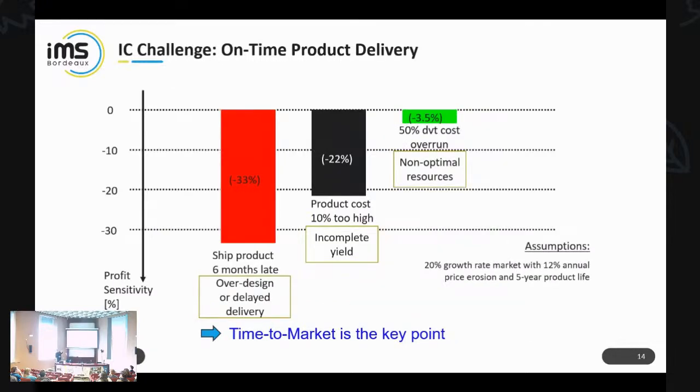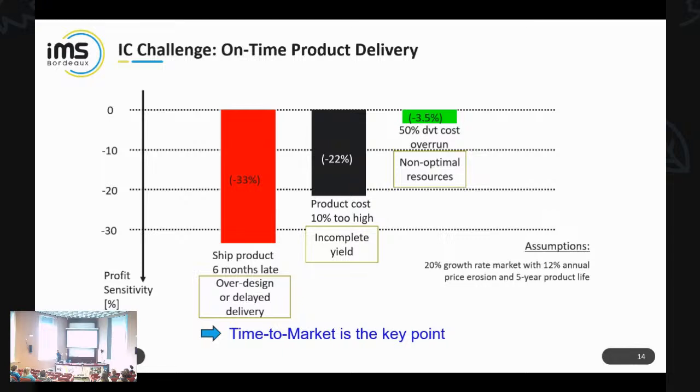It's a real calculation on the area, which means how much money did you lose compared to what you can make. You make money at each time, but you make less than expected, which is a problem when it comes to competition. With a delayed product, over-design or delayed delivery, which means too much Monte Carlo analysis or too much worst case design to be sure that everything is clean, 33%, one third of the profit has been destroyed, let's say for free.